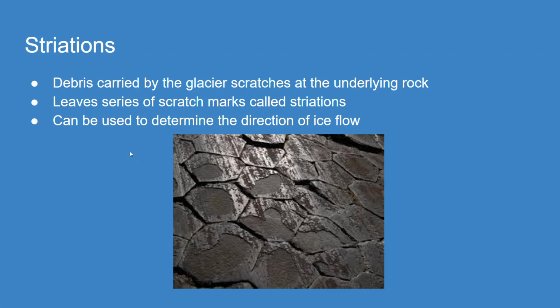So striations are debris carried by the glacier, and it scratches the underlying rock and leaves a series of scratch marks called striations, and they can be used to determine the direction of ice flow.